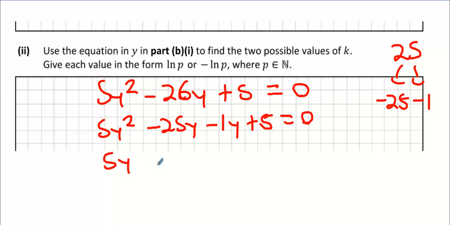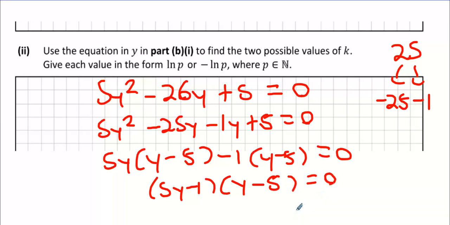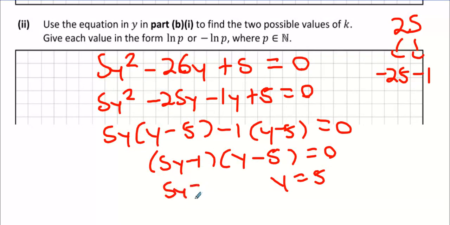To be honest, this one's a difficult enough one, so maybe the quadratic formula would be similar in time. So y equals 5 and the other one would be 5y equals 1 and y equals 1 over 5.